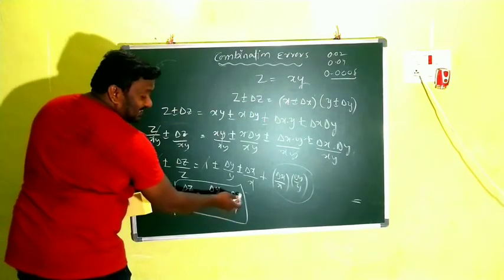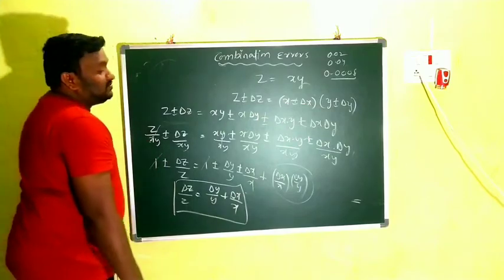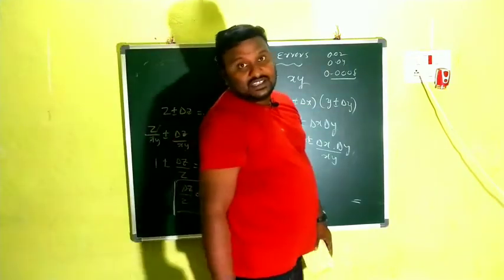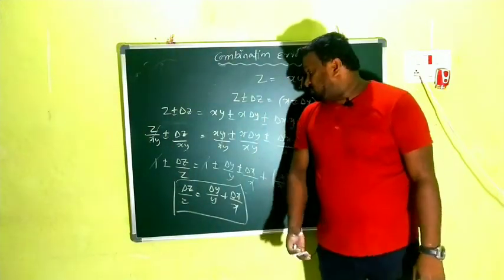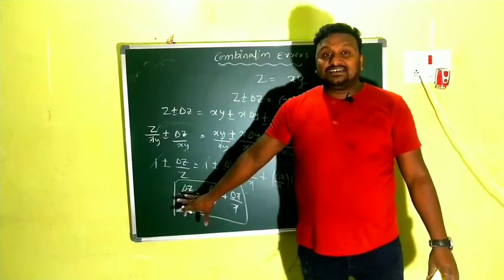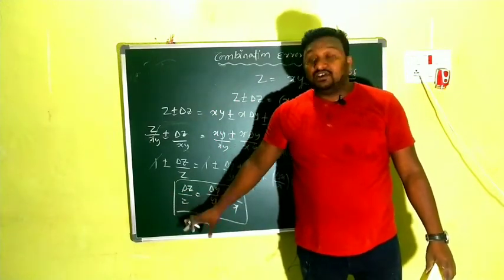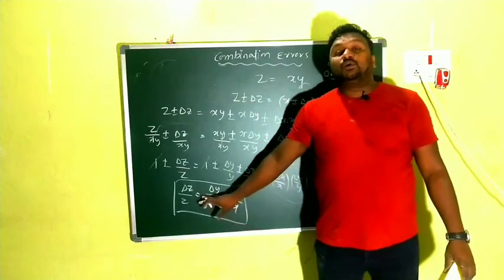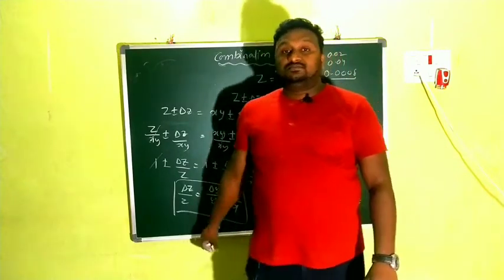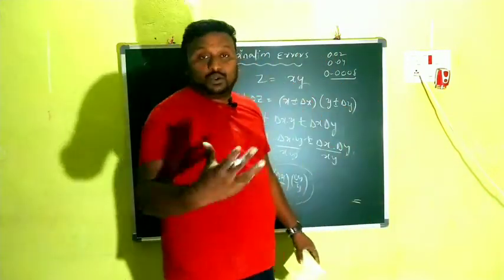Relative error of y, and delta x by x is what? Relative error of x. So that means in this case what we proved? The relative error of the resultant value is nothing but the sum of the relative errors of the components. So this is the rule we have to learn.